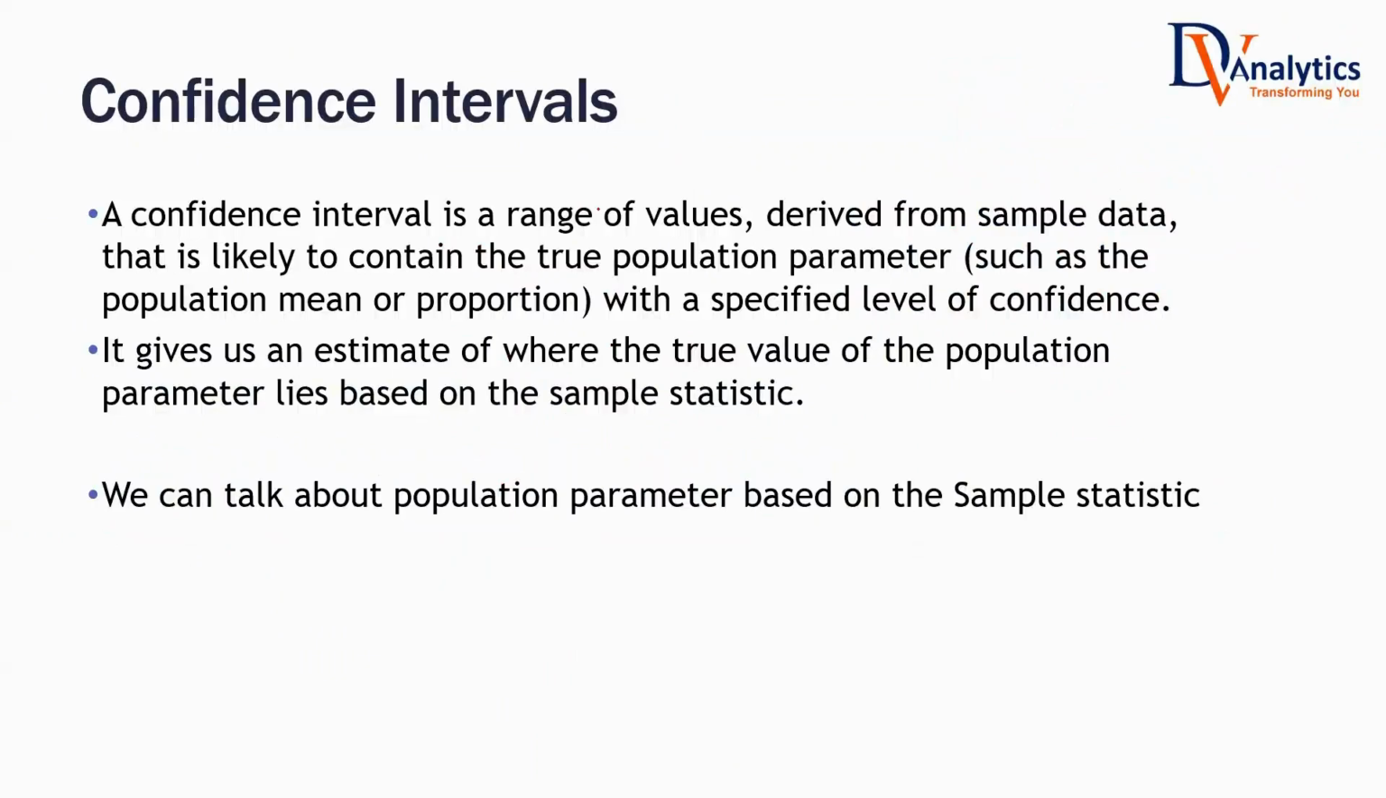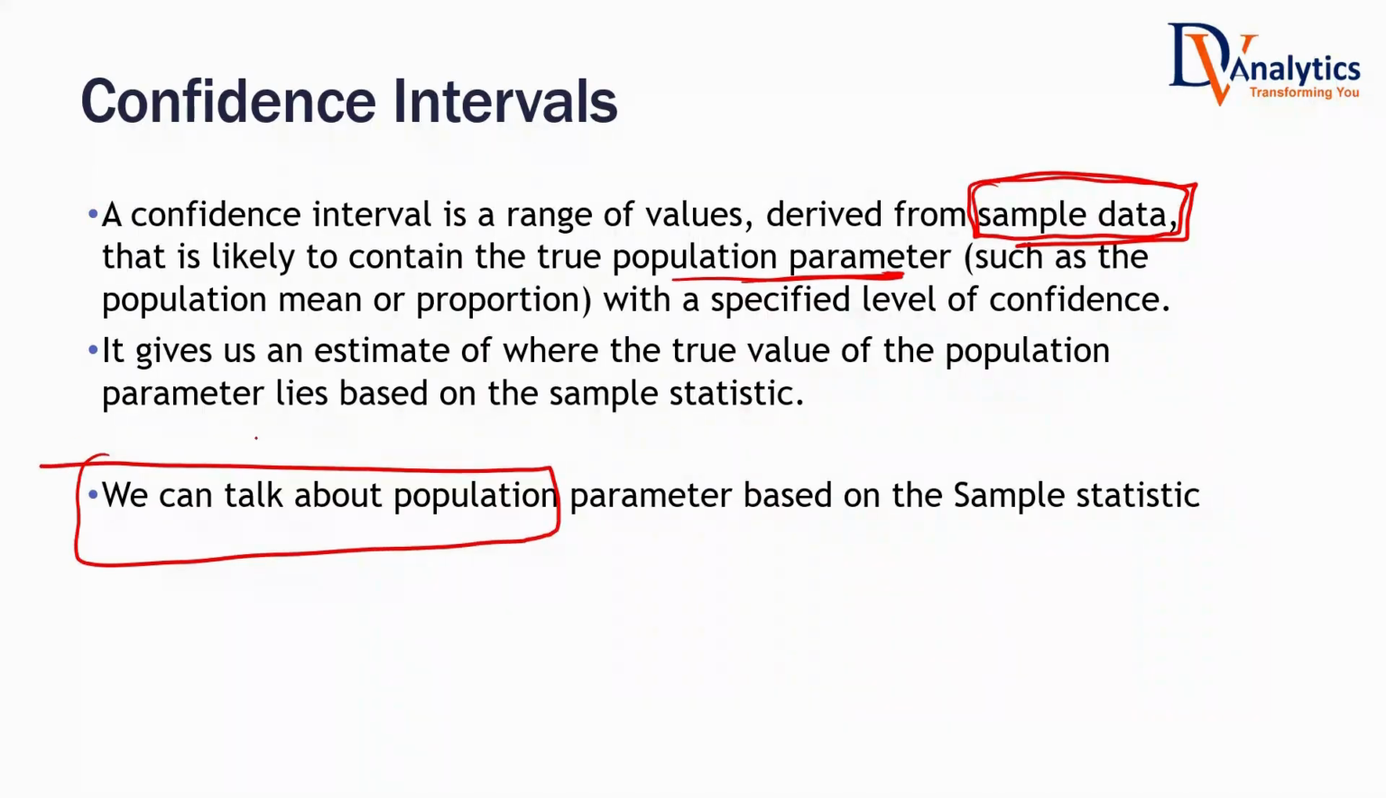A confidence interval is a range of values derived from sample data. Look at this carefully. A confidence interval is a range of values derived from sample data that is likely to contain the true population parameter, such as the population mean or population proportion. What it means is, we want to talk about the population. Imagine in India, I want to find out the average age of an Indian. It is impossible for me to find it out because I cannot access everybody in this population. What you can do is take a sample, but nobody will accept your sample because people will say, how can you take a sample and make a conclusion about the population?